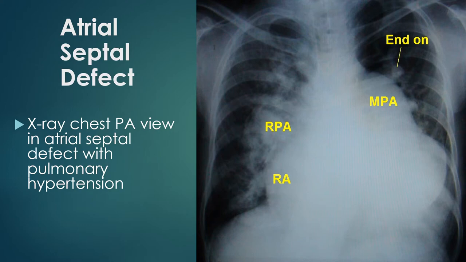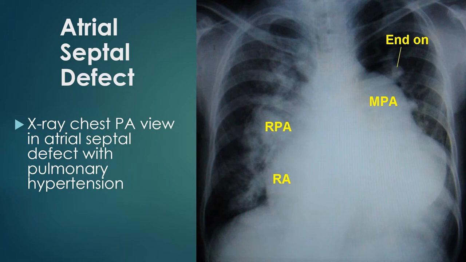The main pulmonary artery is grossly dilated. Right pulmonary artery is also quite enlarged. Right atrial enlargement is seen as a shift of the right heart border to the right of the spine. Pulmonary vascularity is increased and prominent end-on vessels are seen. Apex is upwards, suggesting a right ventricular configuration.